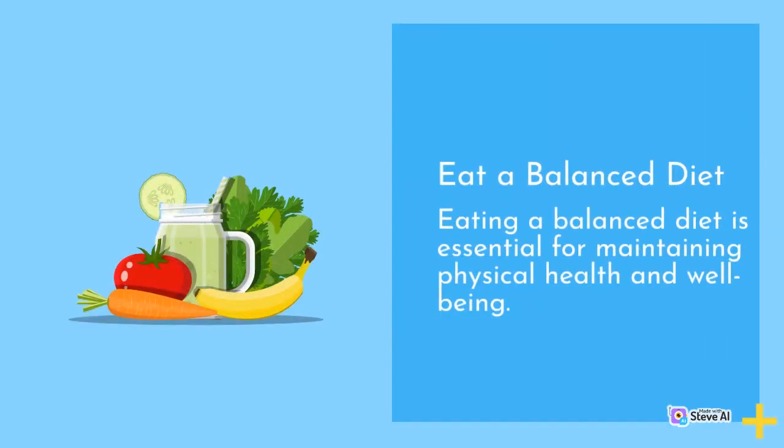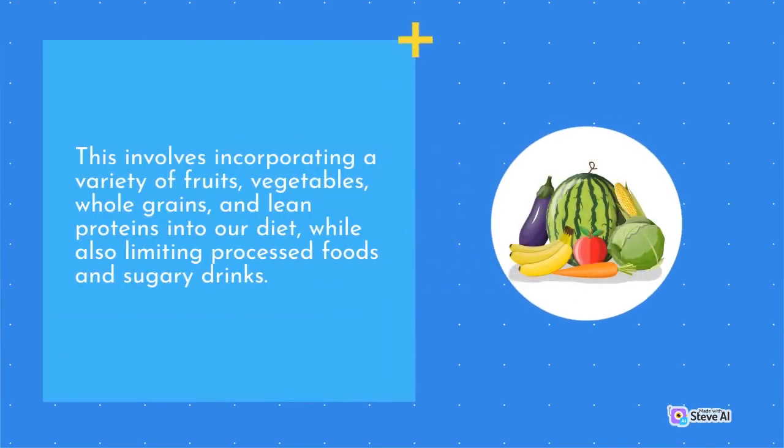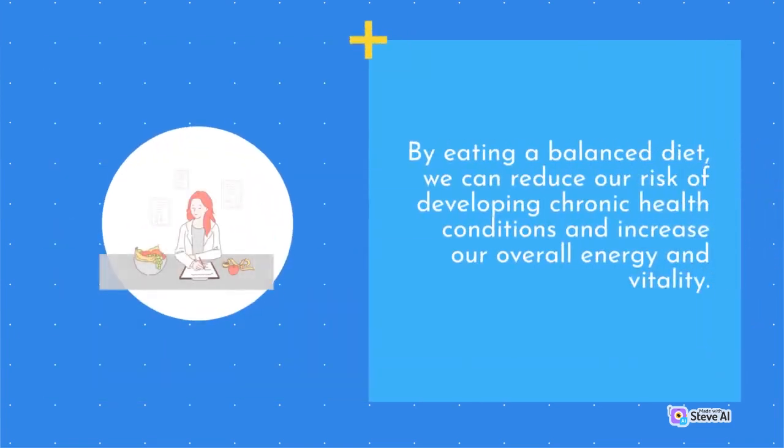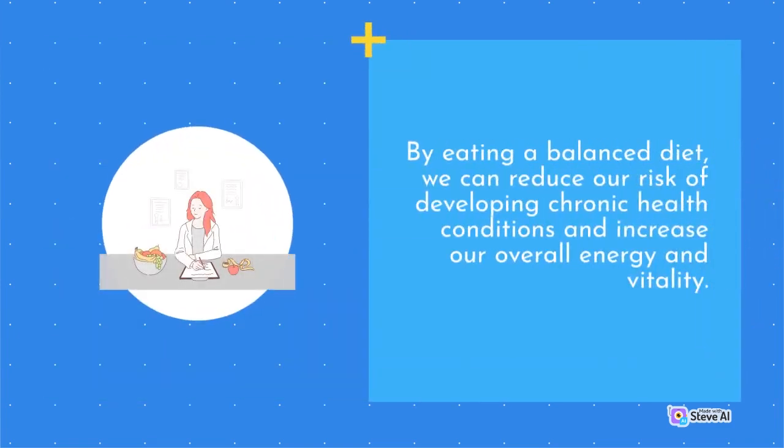Eat a balanced diet. Eating a balanced diet is essential for maintaining physical health and well-being. This involves incorporating a variety of fruits, vegetables, whole grains, and lean proteins into our diet, while also limiting processed foods and sugary drinks. By eating a balanced diet, we can reduce our risk of developing chronic health conditions and increase our overall energy and vitality.